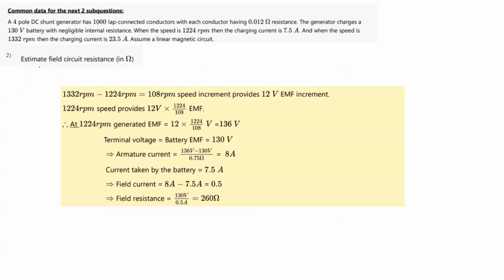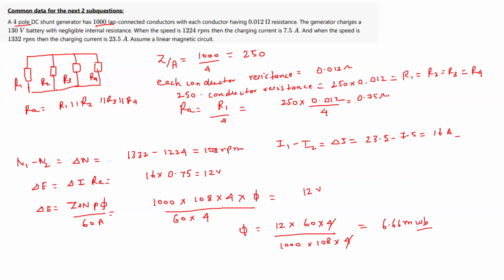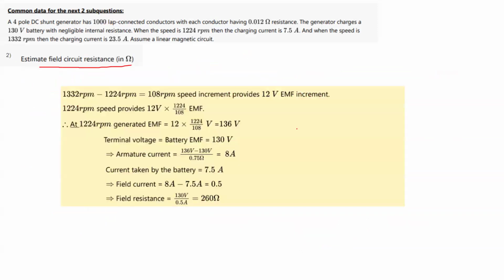In this next question, we have to estimate the field resistance. So how will we estimate the field resistance? First of all, we found from the previous question that the corresponding delta E for delta N was 12 volt. So 108 RPM corresponds to 12 volt. So how much will 1224 RPM correspond to?